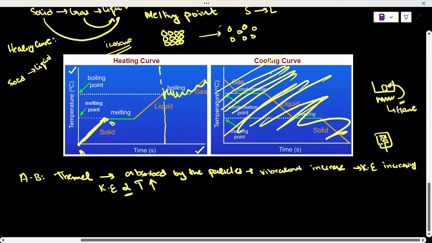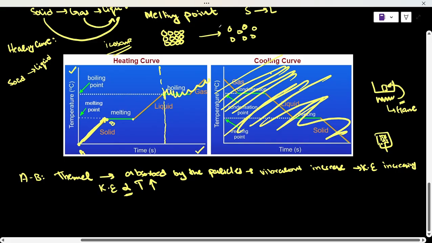So there are 4 points in total. You're providing thermal energy. That thermal energy is being absorbed by the particles, and because the energy has increased, the movement or the vibration is also increased, and movement or vibration is directly proportional to what? Kinetic energy. And when kinetic energy increases, temperature also increases. That is the entire process happening from point A to point B. Okay, I hope that is clear.